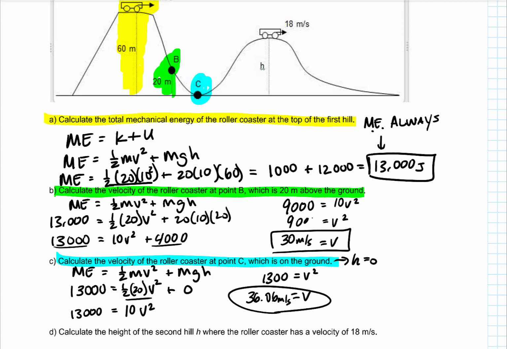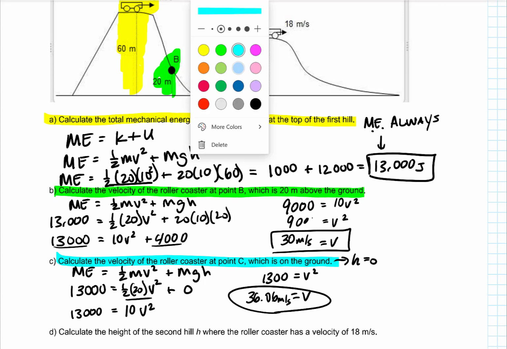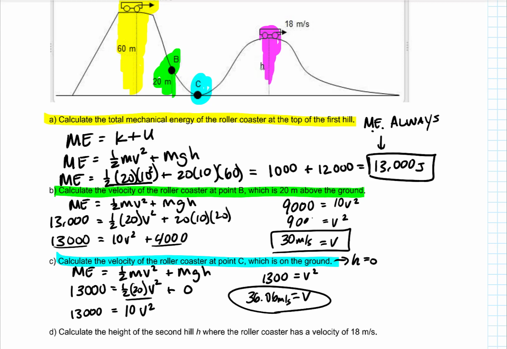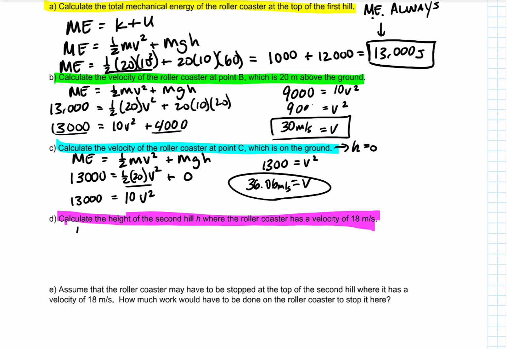Part D is asking about this unknown height h. So for part D, we don't know the height, but we know the velocity. So this time, mechanical energy equals 1/2 mv squared plus mgh. So 13,000 equals 1/2 times 20 times 18 squared plus the potential energy, m, 20 times 10 times the height that we don't know. So this time we're going to solve for the height.